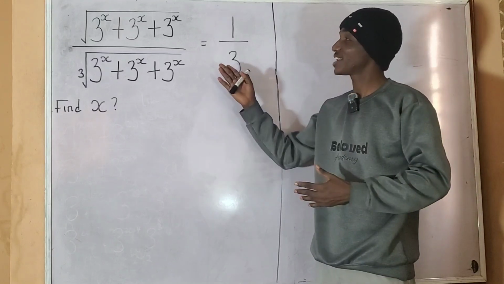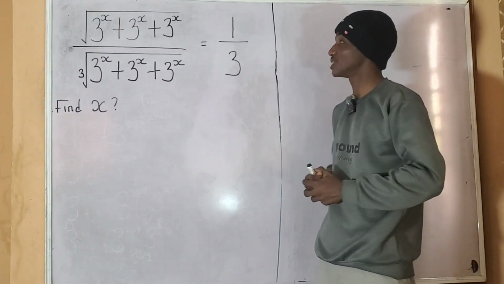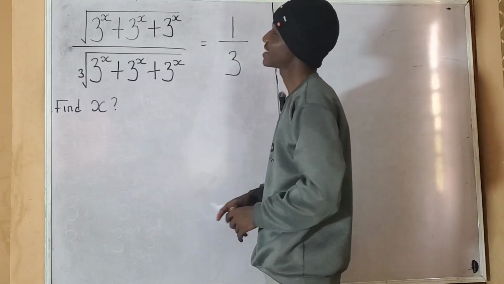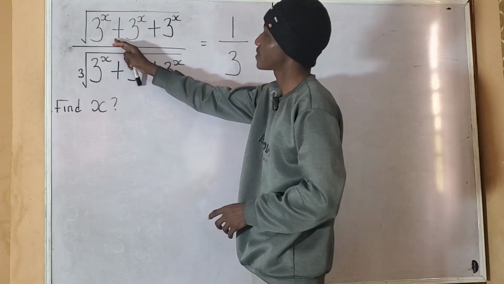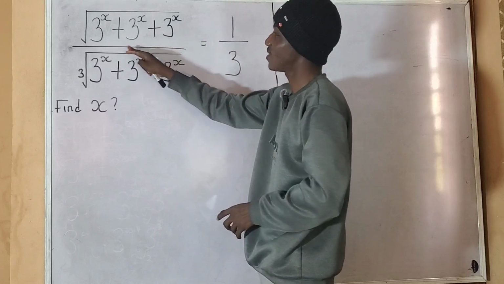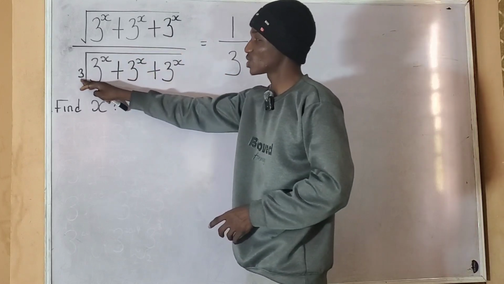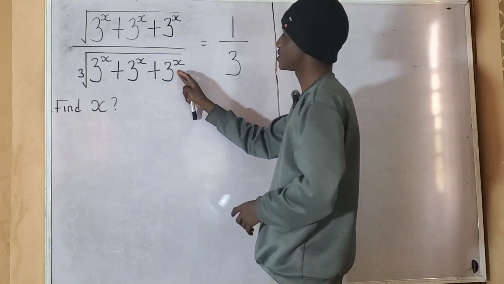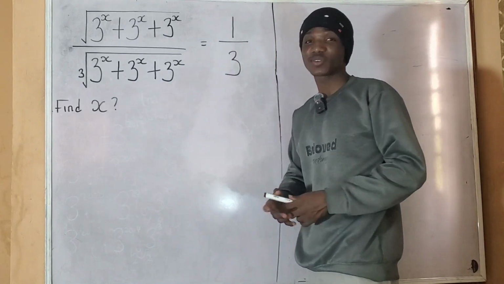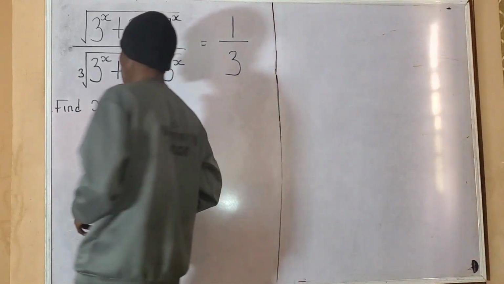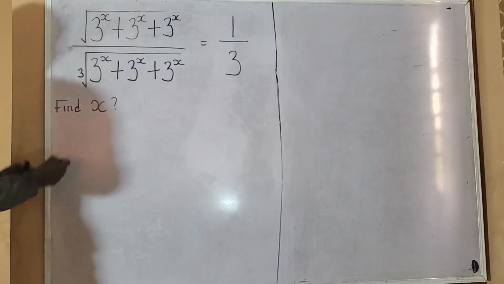Can you solve this giant radical equation that we have on the board? Here, you are asked to find the value of x in the square root of 3 raised to the power of x plus 3 raised to the power of x plus 3 raised to the power of x, all divided by the third root of 3 raised to the power of x plus 3 raised to the power of x plus 3 raised to the power of x equals 1 over 3. If you encounter this question in an exam, approach the question like this.